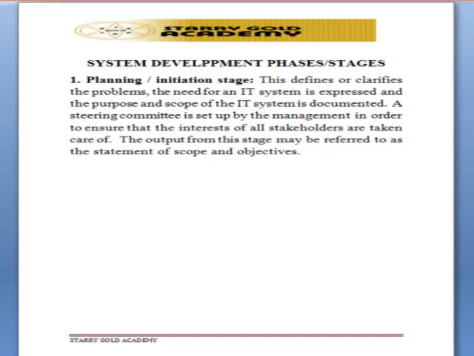In system development stages, or phases, we have what we call planning. And this planning can as well be called the initiation stage. The planning defines or clarifies the problems. The need for the IT system is expressed, and the purpose and the scope of the IT system is documented. During the planning stage, this is where the problem will be defined, or what you call problem definition.